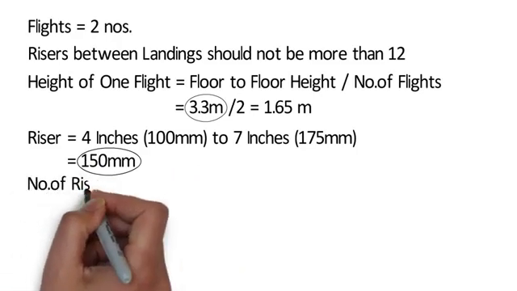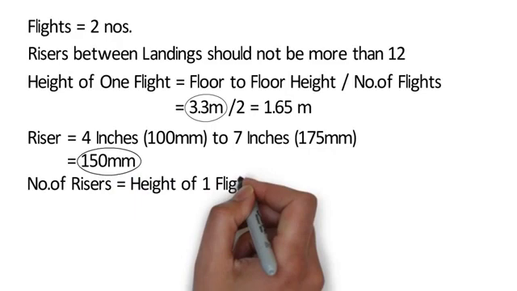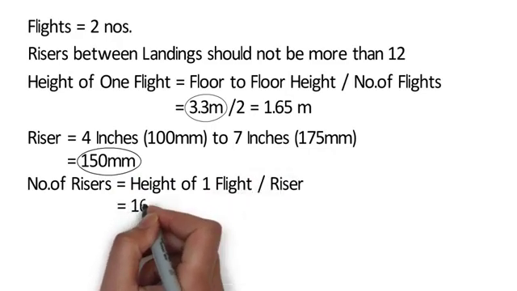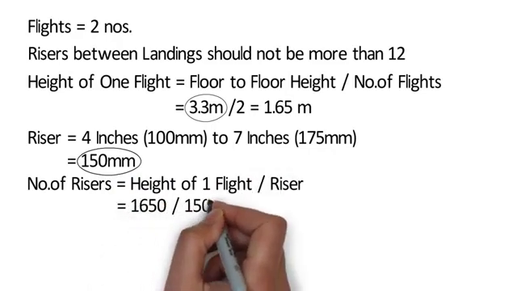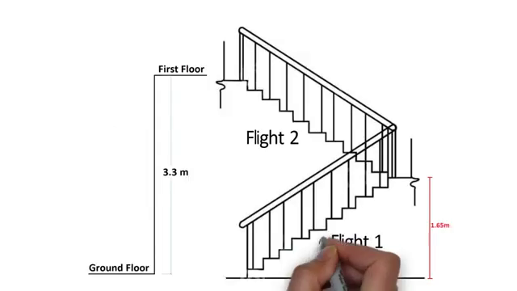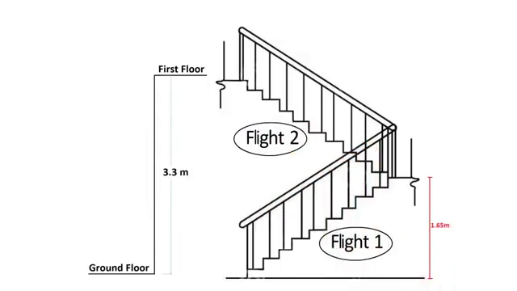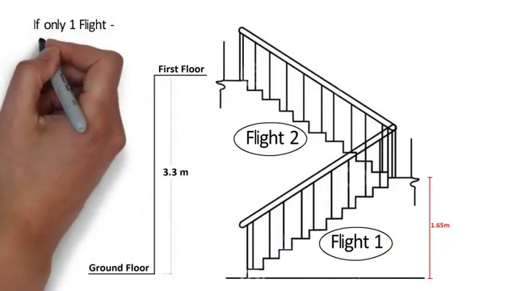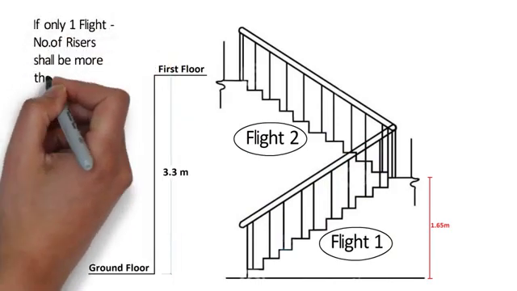So number of risers is equal to height of one flight divided by riser is equal to 1650 divided by 150 is equal to 11. This is the reason I have considered two flights here. If I consider one flight, then the number of risers shall be more than 12.